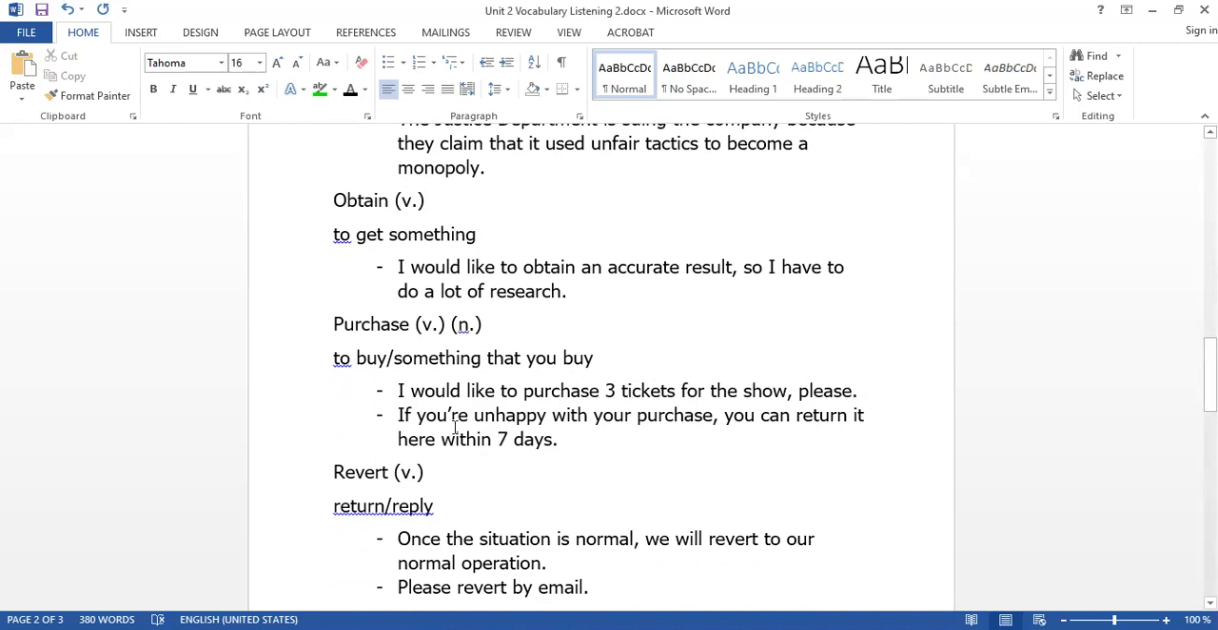But the second meaning, you're talking about a thing, an object, a product. If you're unhappy with your purchase, you can return it here within 7 days. That's it. If you're not happy about that thing or the fact that you bought something from us, then just return it here. Okay, revert. When you revert something, it's like you return to the way things were before.